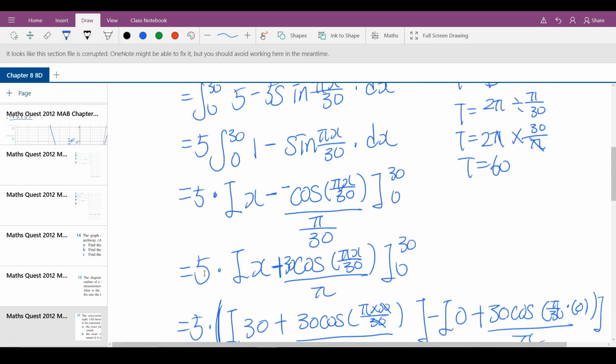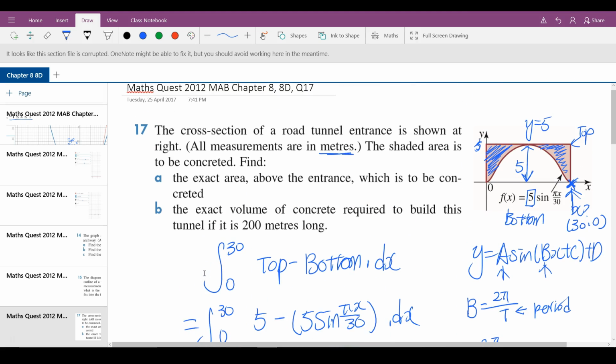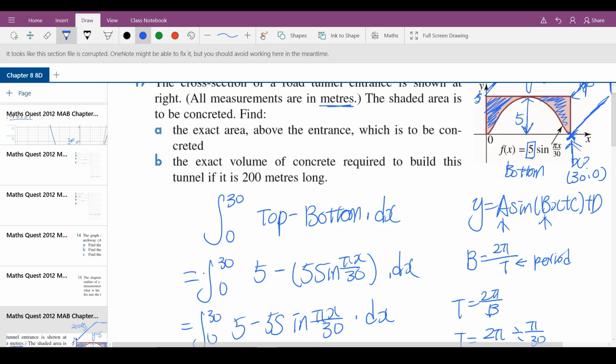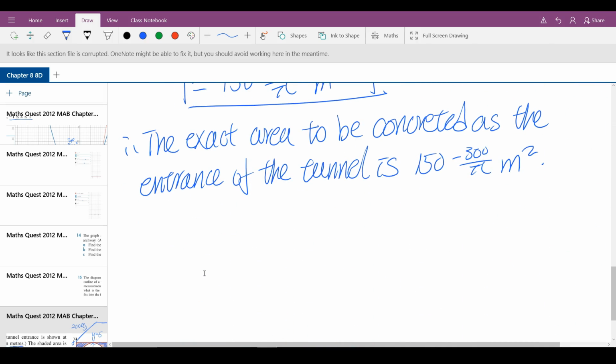Perfect. Last bit. The exact volume, oh, there we go, exact again. The exact volume of concrete required to build this tunnel if it's 200 meters long. So we're just adding another dimension to it, which is 200 meters long, right? So this is 200 meters. Something like that, another dimension. Oh, let's finish drawing that. Something like that. So, easy.